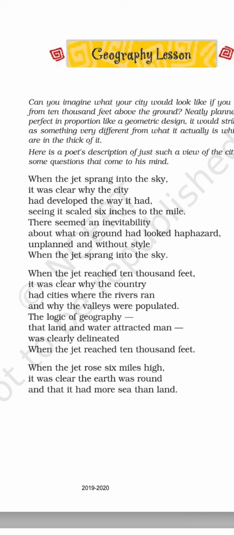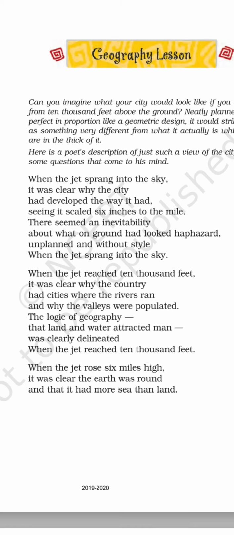From the height of 10,000 feet, what does he see? He can see the whole country, and he can also see that the whole country is made of different cities. And all cities are developed near the rivers or in river valleys. Near the rivers, all the cities are developed, or near the river valleys. Valleys means the area along a river, the area around the river.